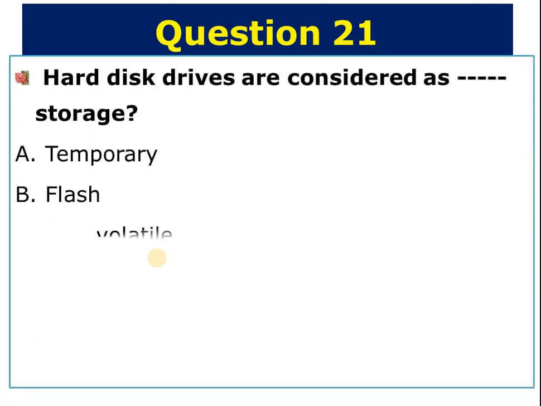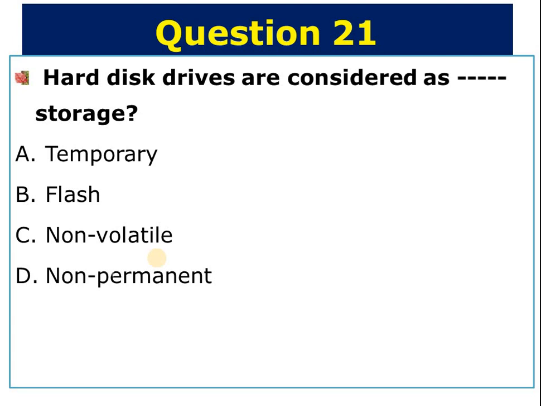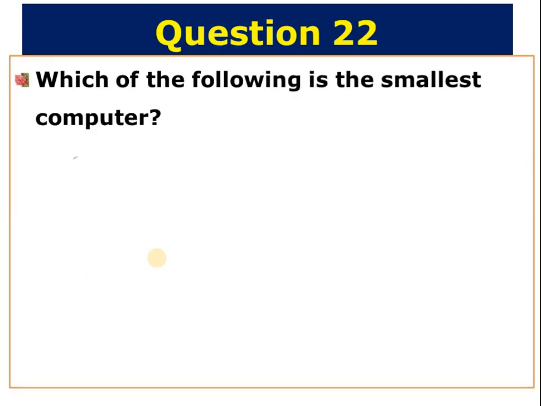Question 21. Hard disk drives are considered as dash storage. A. temporary, B. flash, C. non-volatile, D. non-permanent. The answer is choice C. Non-volatile is the answer.